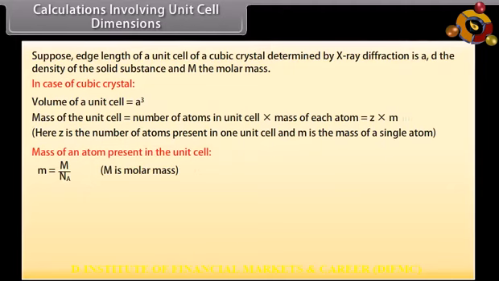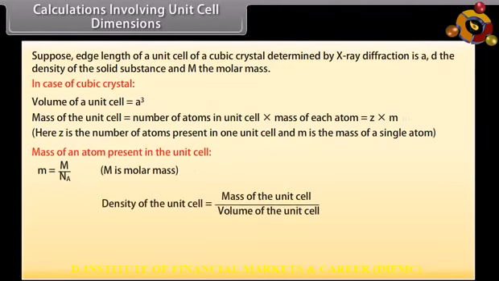M is the molar mass. Density of the unit cell is equal to the mass of the unit cell upon the volume of the unit cell. Therefore, it is equal to Z times M upon a cubed Nₐ, or d is equal to Z times M upon a cubed Nₐ.